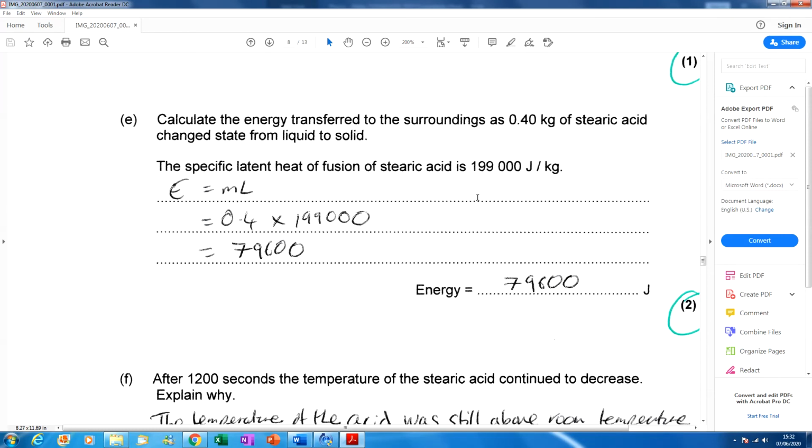Part E. Calculate the energy transferred to the surroundings as 0.40 kilograms of stearic acid changed from liquid to a solid.